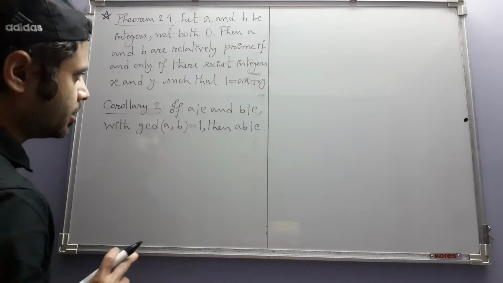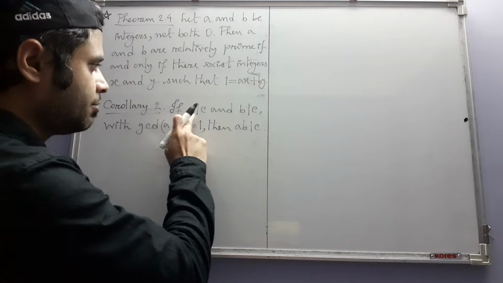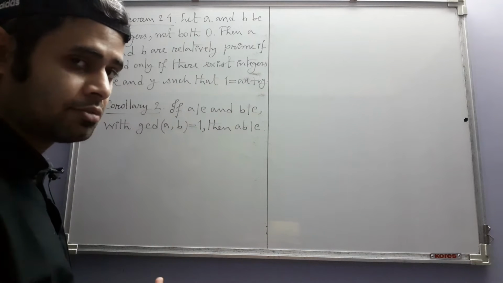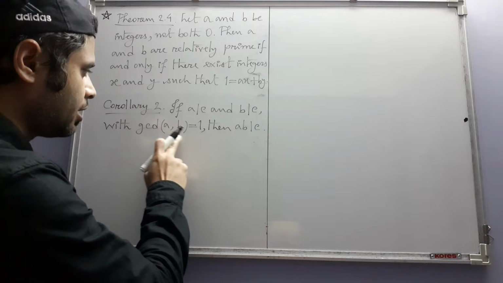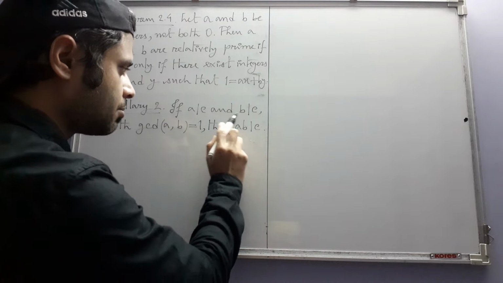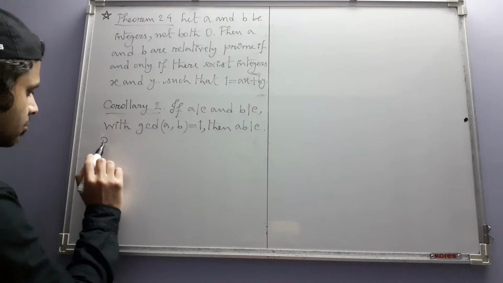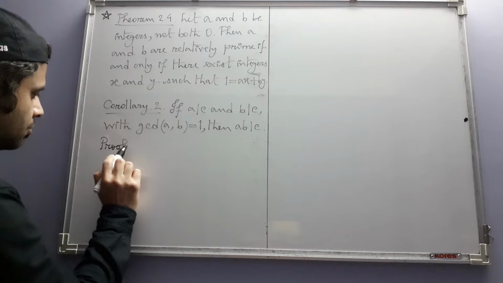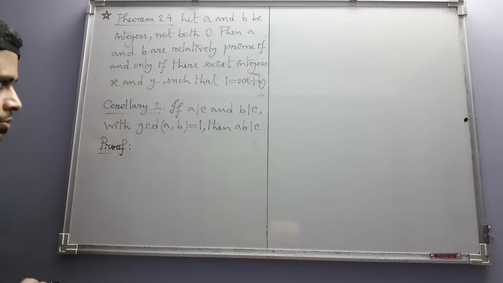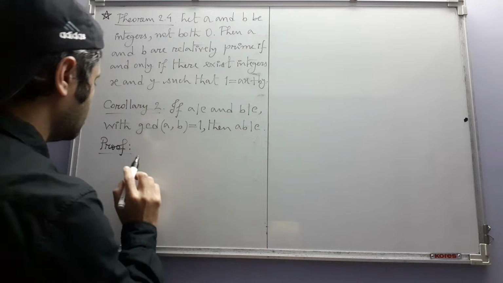So in this corollary, a, b and c are three integers. It is given that a and b both divide c and also a and b are relatively prime. We have to prove that their product ab also divides c. So we start the proof by first using the definitions of these divisibility relations.